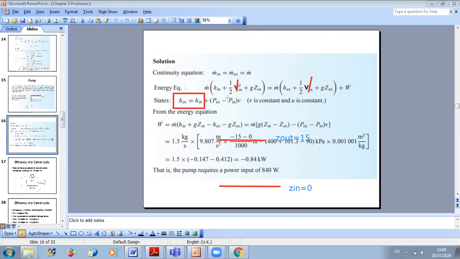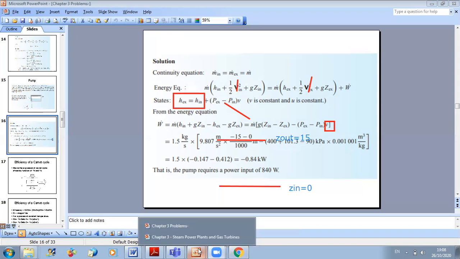Doctor, can't we find the enthalpies from the tables? Yes, of course we can. But if you want, this is another method. Anyway, you still need the tables. Why? Because you should find the value of V, which is the specific weight. To find the specific weight here, because the temperature is 10 degrees, we can go to the tables and find the specific weight at 10 degrees.